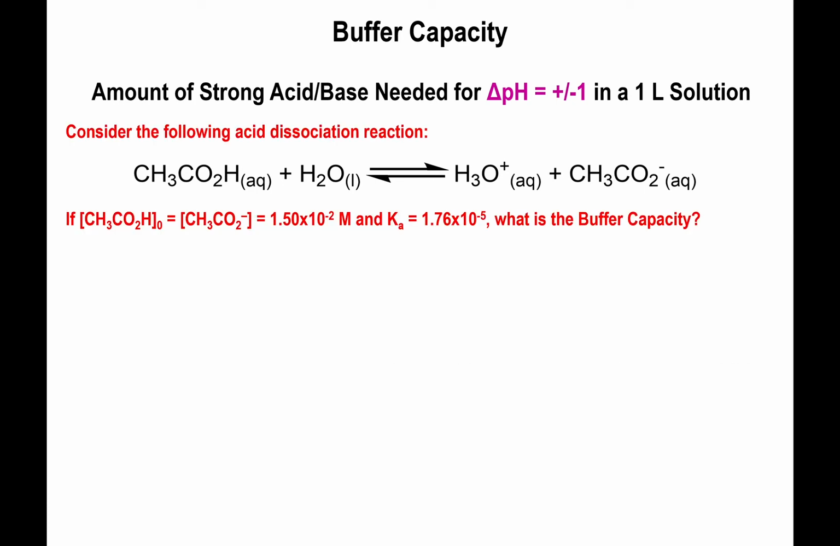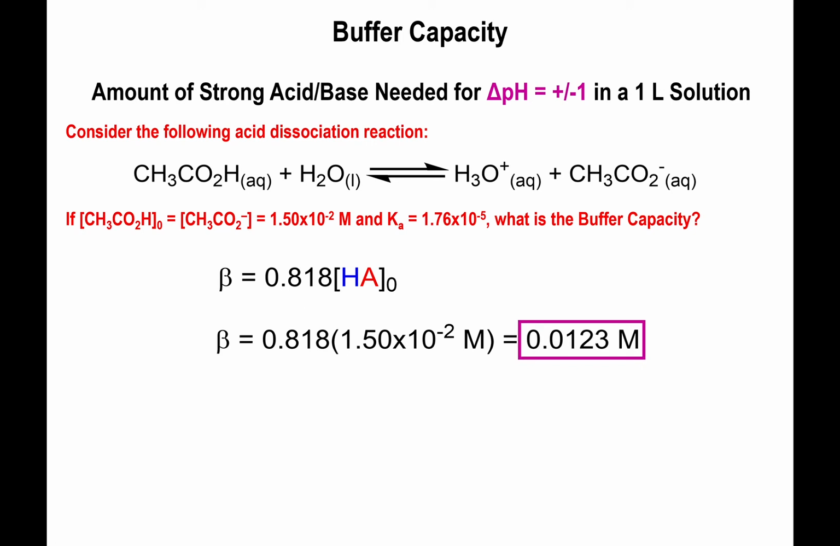So just to give you an example, if you start with a solution for which the concentrations of the conjugate acid and base are 1.5 times 10 to negative 2, then you can find the buffer capacity simply by multiplying the initial concentration of the acid by 0.818, and you'll find that the buffer capacity is 0.0123 molar. Okay, and it's as simple as that. The derivation was a little bit long, granted, but as you can see, the actual calculation is simple.